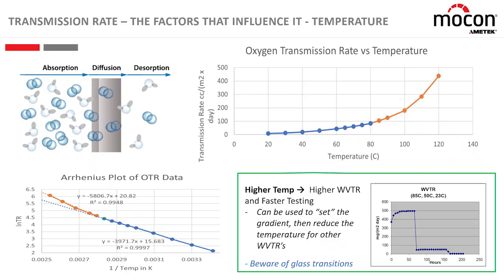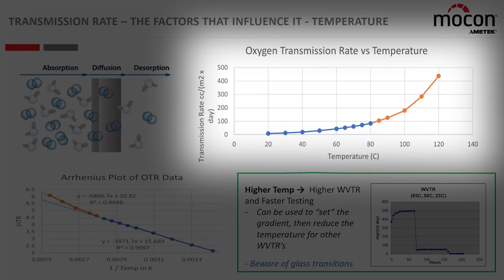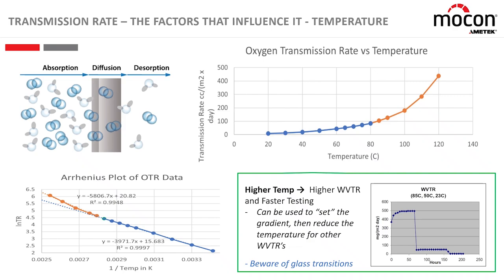To show you the impact of transmission rate versus temperature, look at the graph in the upper right. What you see here is a film. This happens to be an oxygen transmission rate test, analyzed with 100% oxygen at various temperatures. We started near ambient, near 20C. You go through 40, 60, 80, and you can see that, yes, as temperature increases, the transmission rate increases. Above 80C, it continues to increase.